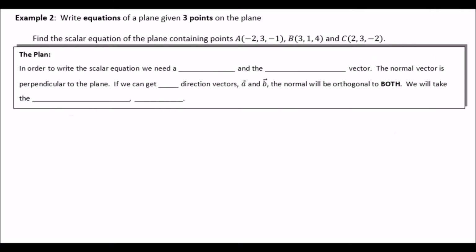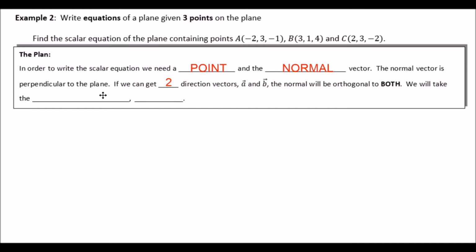Here we go. Find a vector equation of the plane containing the points A, B, and C. All right, this is probably one of my favorite questions, and this is where the math gets really good. In order to write the scalar equation, we need a point. Well, I've got 3 of them. And the normal vector. The normal vector is perpendicular to the plane. If we can get 2 direction vectors, the normal will be orthogonal to both. How do I get a normal from two direction vectors?